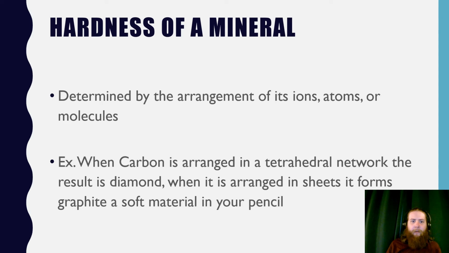Speaking of hardness, the hardness of a mineral is determined by the arrangement of its ions, atoms, or molecules. When carbon is arranged in a tetrahedral network, the result is diamond, which is very, very strong, very, very hard. When it is arranged in sheets, it forms graphite, which is the soft material that you might find in a pencil. Same material, but very different levels of hardness, very different properties based on how they're arranged.